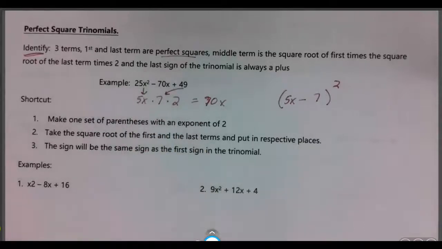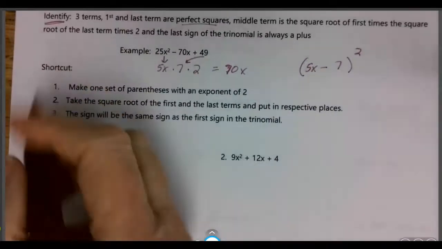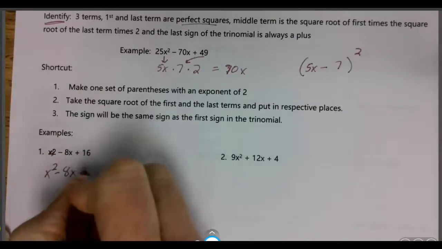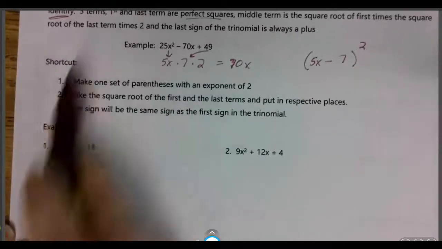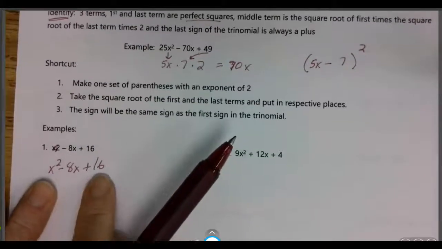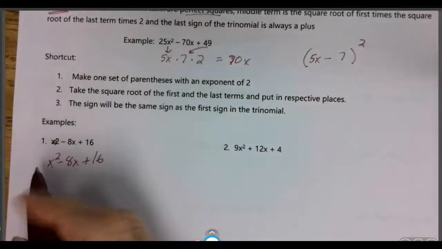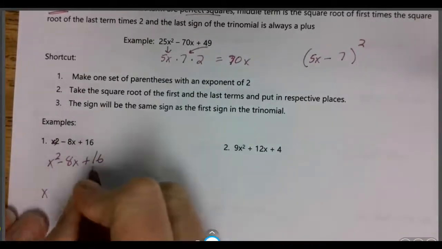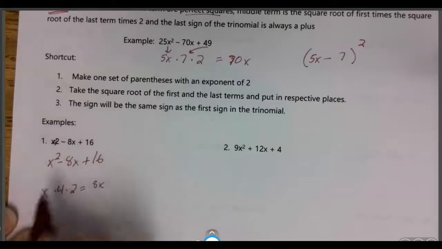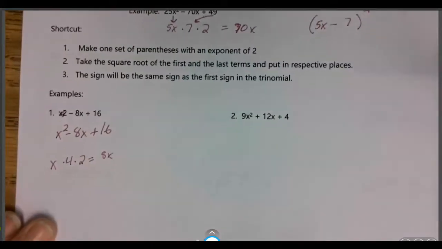Is it a perfect square trinomial? So let's look. Oh, that's supposed to be x squared. Here we go. Identify 3 terms. Check. First and last term have to be perfect squares. Check. Now, is the middle term right? I have to take the square root of the first times the square root of the last times 2. That gives me 8x. It's a perfect square trinomial. So now I get to factor.